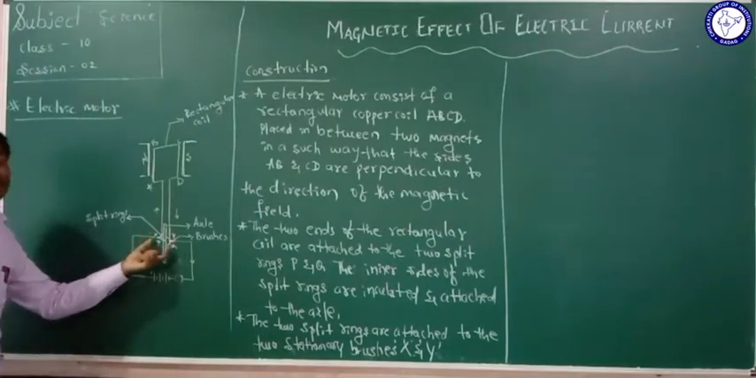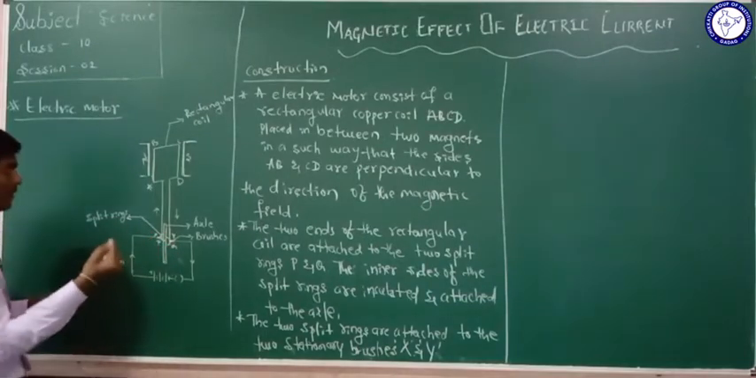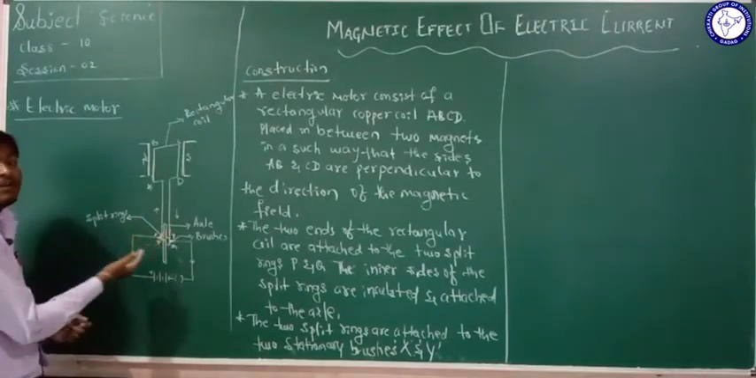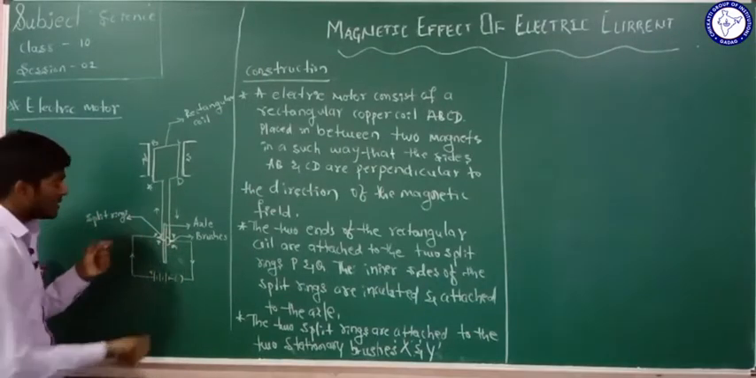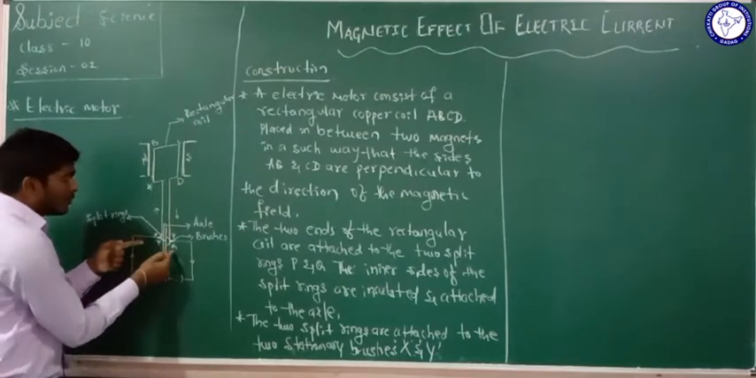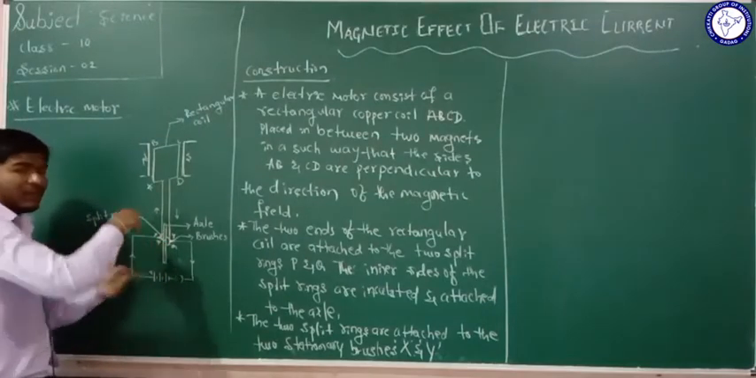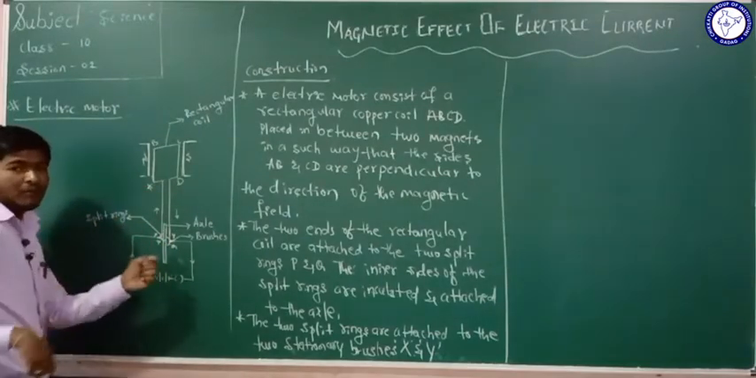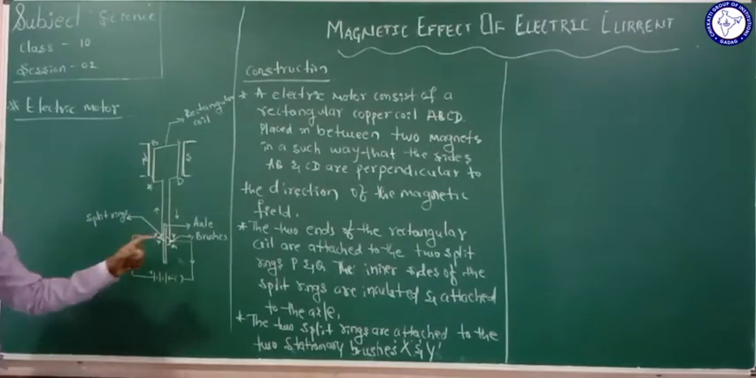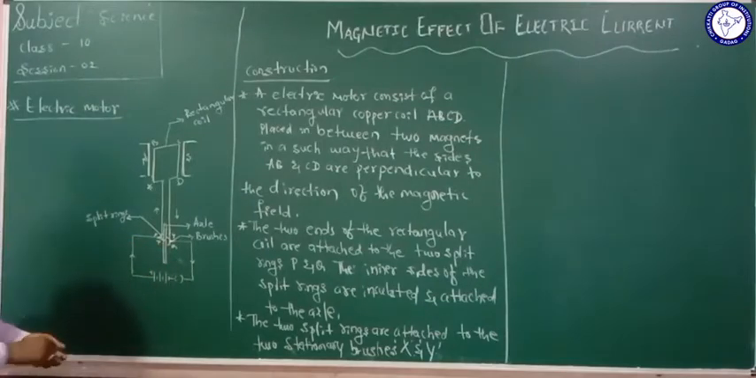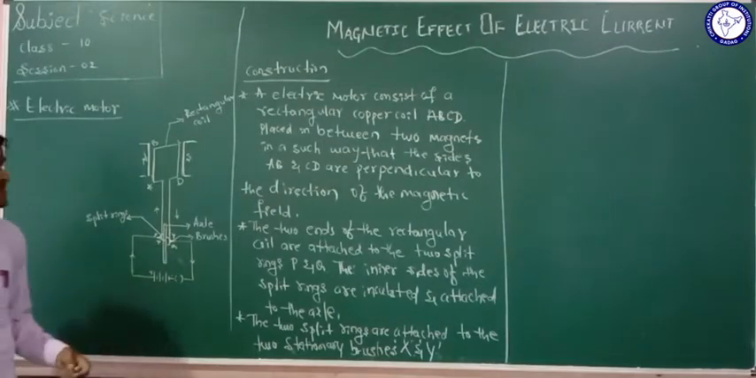These are stationary brushes here, these are not moving, but these split rings are moving here. So these split rings are moving and they can exchange their brushes. The Q will be exchanged with the X when they complete one rotation. You have to remember here. So the two split rings are attached to the two brushes X and Y. Is it clear?